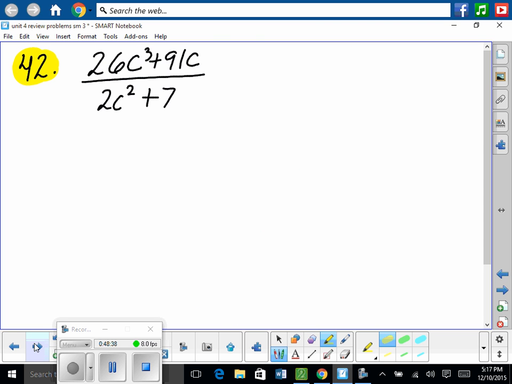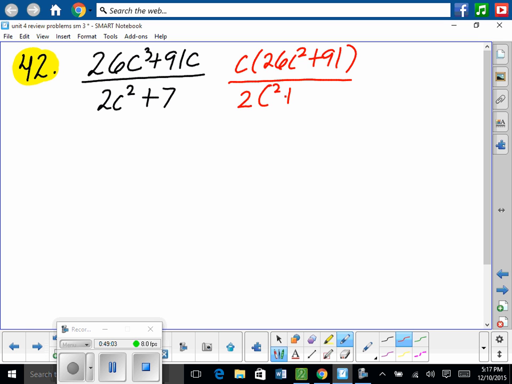Okay, number 42, we're almost done here. We're going to go ahead and simplify. So remember that we're simplifying these rationals, so we're simplifying these fractions. The first thing we do is factor the top, factor the bottom. So in the top, the only thing in common is a c, so then left is 26c squared plus 91. Then on bottom, nothing is in common. So we have 2 times c squared plus 7.